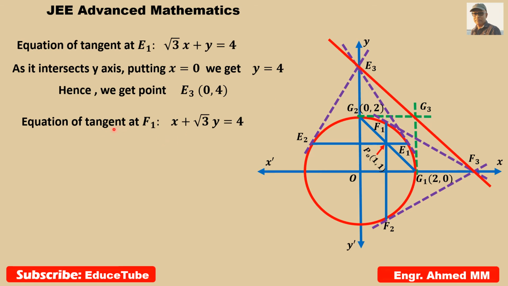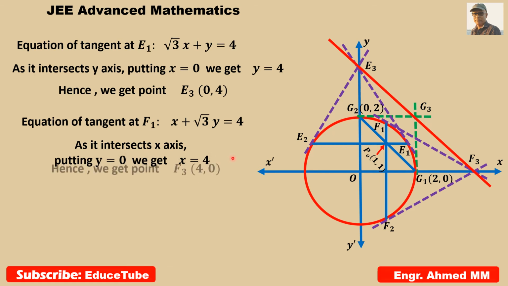Again taking the equation of tangent at F1, I mean this tangent intersecting the x-axis. Same way, but here we have to put y equal to 0, we get x. So surely our point will be 4, 0. So this is 0, 4, this is 4, 0. So we know E3 and F3 points.